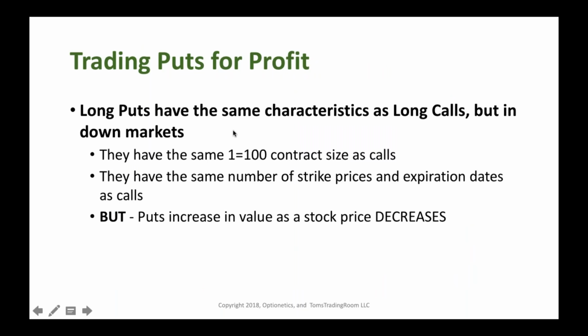Now, trading puts for profit is no different than calls. You just have to switch things up, meaning that puts make money as the stock goes down, but they have the same 1 to 100 contract size. They have the same number of strikes. They have the same expiration dates. The only difference is they increase in value as a stock price decreases.